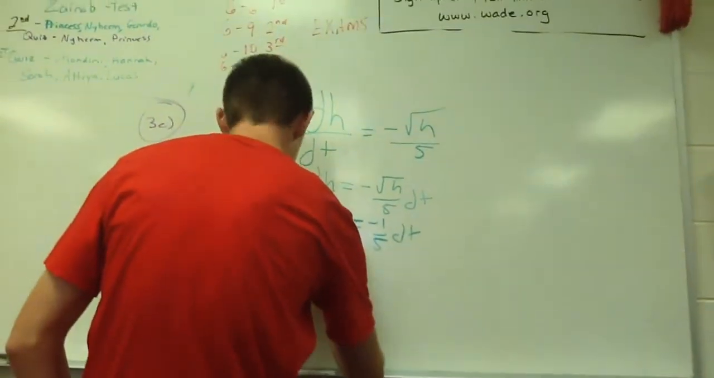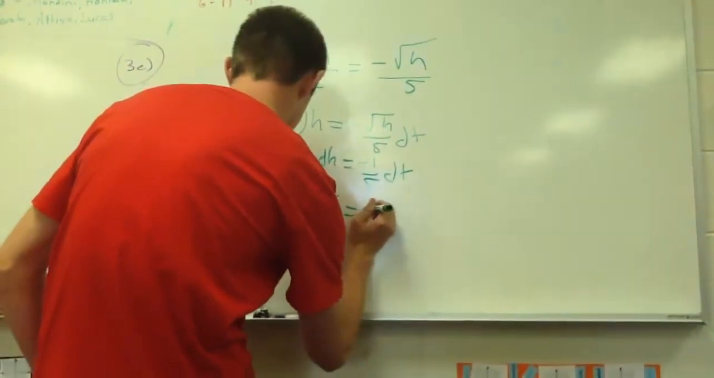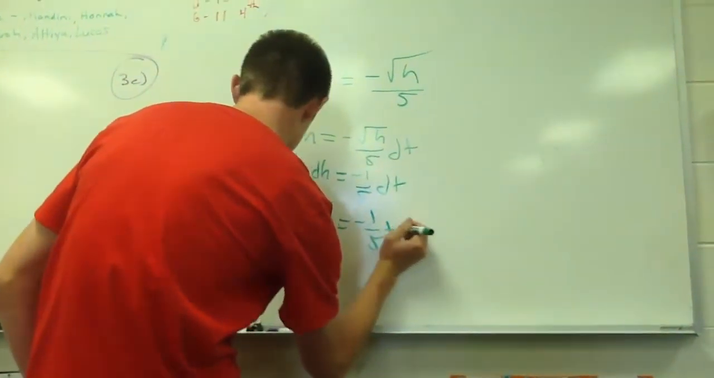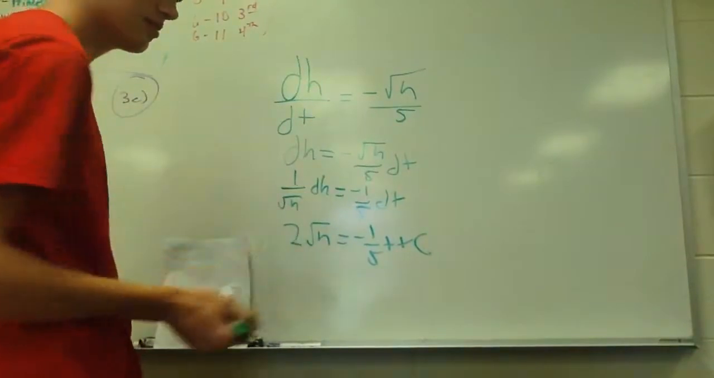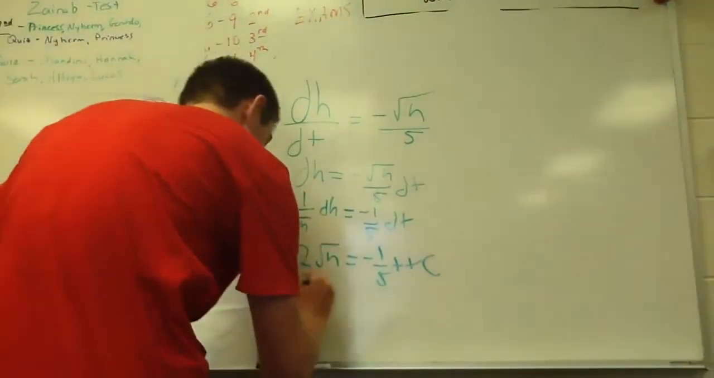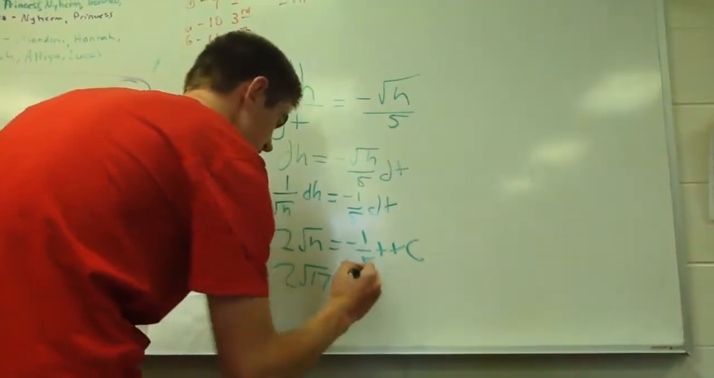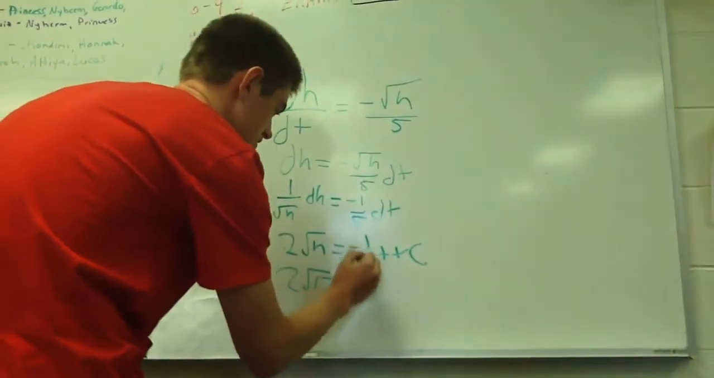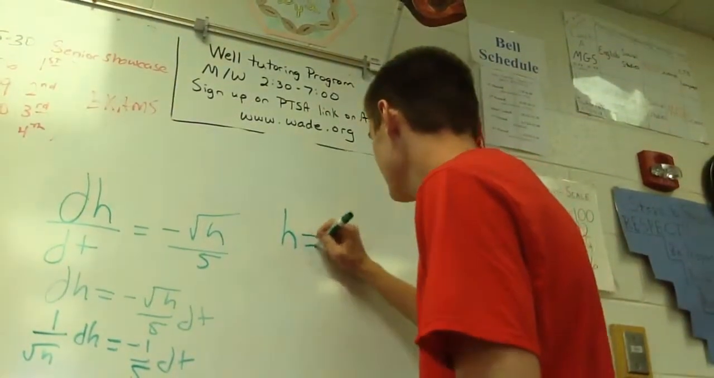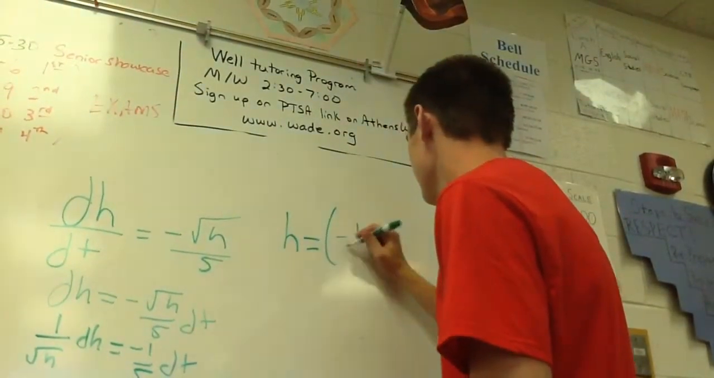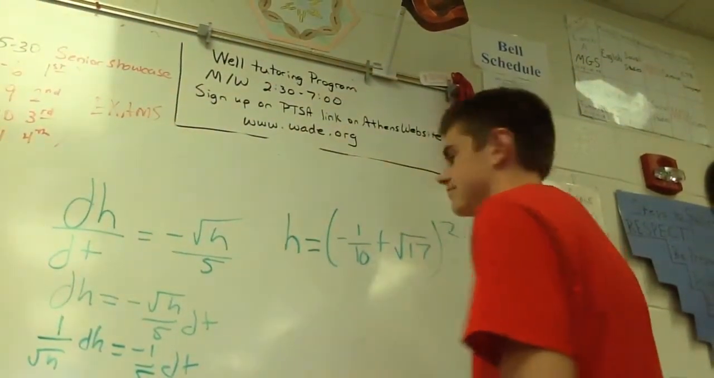Integrating that will give me 2 square root of h equals negative 1/5 t plus c. Gotta remember that plus c. So then I'm just going to go ahead and plug in the information you gave, which is 17 is h, so that's going to be 2 times the square root of 17 equals, you said 0 is t, so that's going to make this expression right here 0, plus c. That leaves the function of h to equal the quantity of negative 1/10 t plus square root of 17 squared.